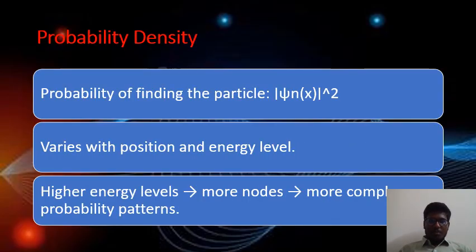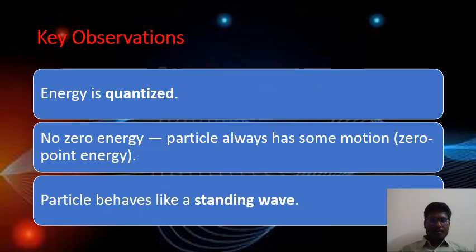Probability density. The probability of finding the particle is the modulus of psi n of x whole squared, which varies with position and energy levels. For example, higher energy levels lead to more nodes, and more nodes lead to more complex probability patterns. The key observations are that the energy is quantized. It also has no zero energy, which means the particle always has some motion, which is also called zero point energy. In a one-dimensional potential well, the particle behaves like a standing wave.